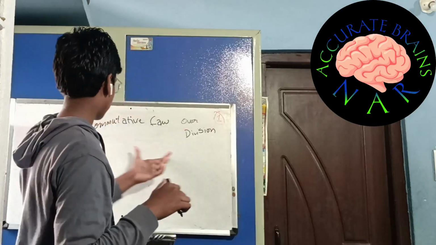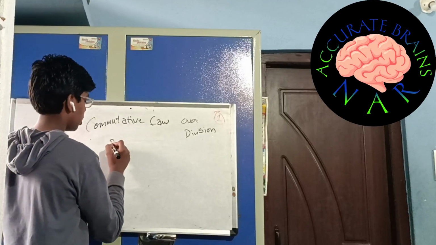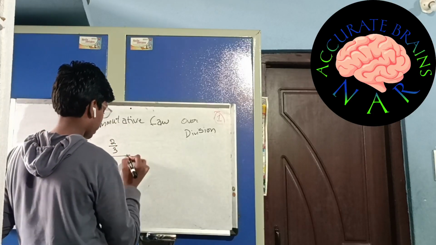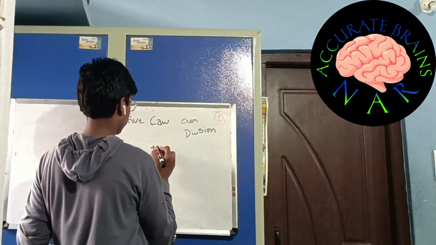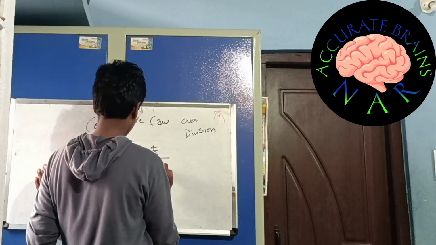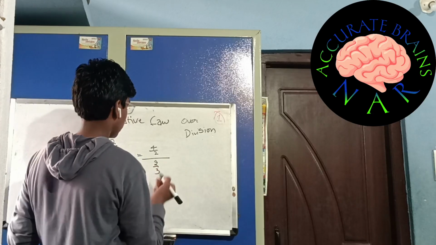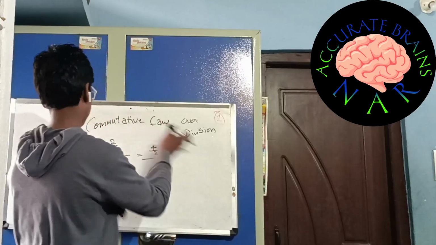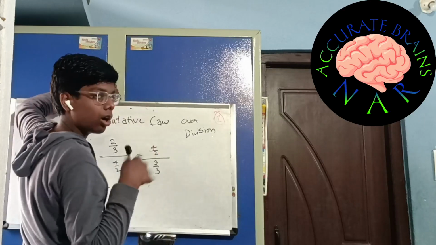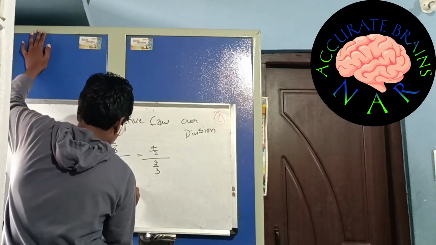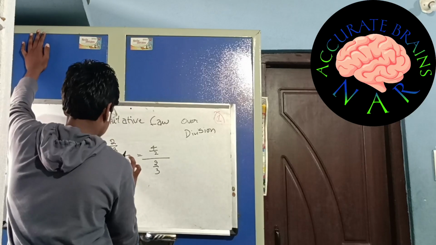So division over division, right? 2 by 3 by 4 by 2 should be equal to 4 by 2 by 2 by 3. Here we are going to divide this as I taught you in the division of rational numbers, so I am doing it directly.